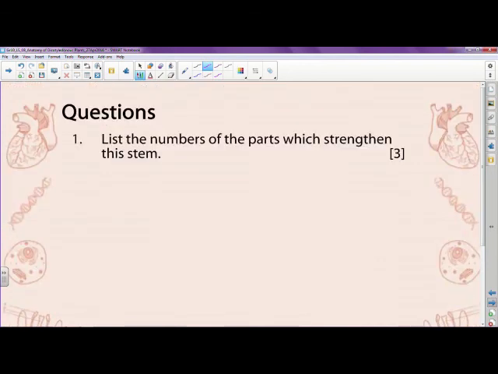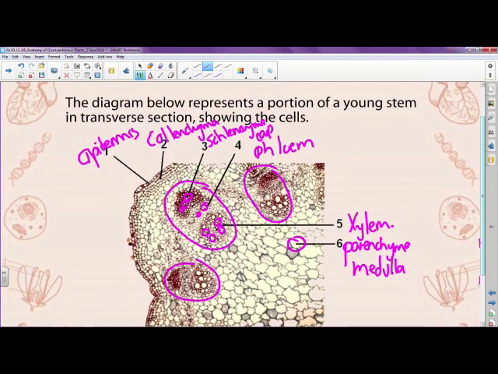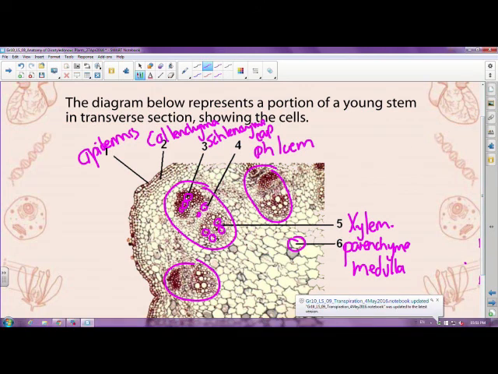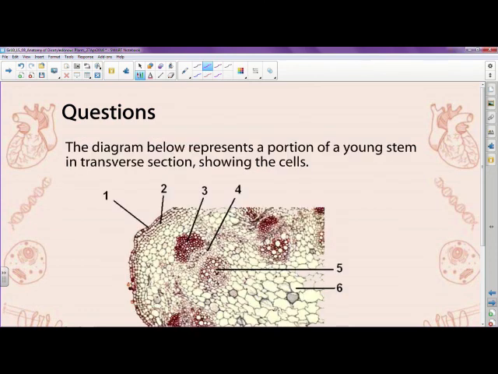Okay, so what I've done is I've labeled my tissues. Now if I look at the questions, the first question says, list the numbers of the parts which strengthen this stem. So they're not asking me to label it. They've said some of these tissues can strengthen. Which ones are my strengthening tissues? And, guys, this is the most important part. It says, list the numbers. They do not want you to give the name. They want the number.